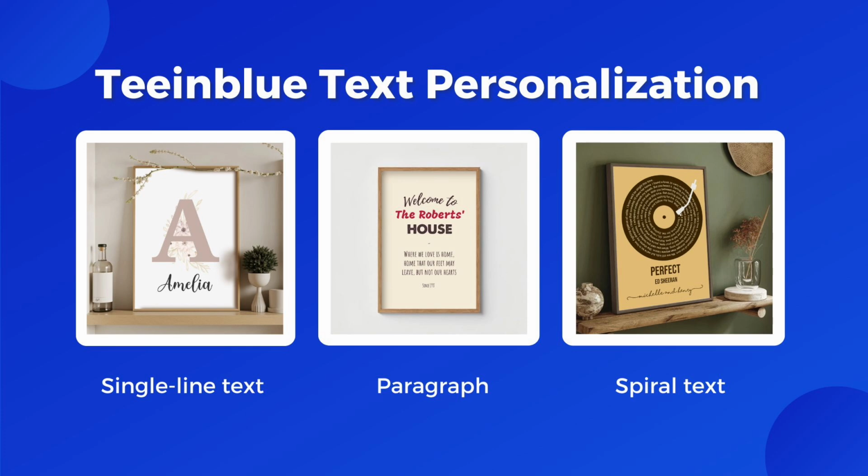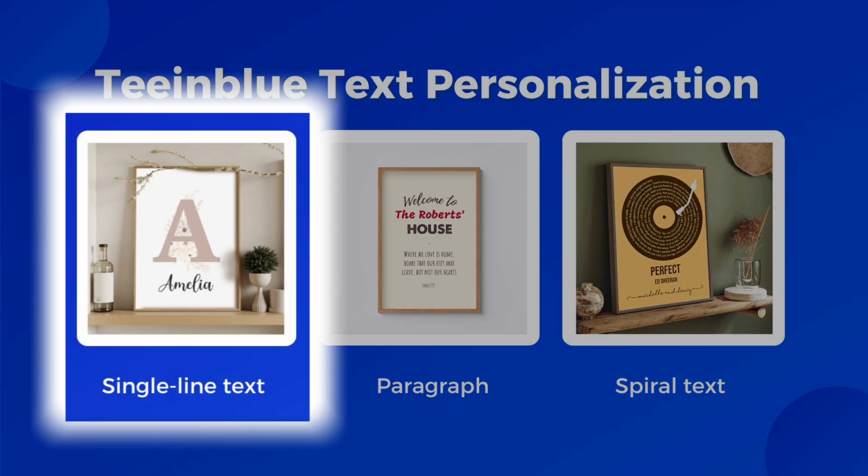Teeinblue gives you three main types of text personalization, each perfect for different situations. First, we have single-line text, perfect for names, dates, or short phrases. Then, there's paragraph text for longer messages and quotes. And finally, spiral text you often see in personalized song lyrics products. Let's dive into each one and see how you can set them up to create amazing, personalized experiences.